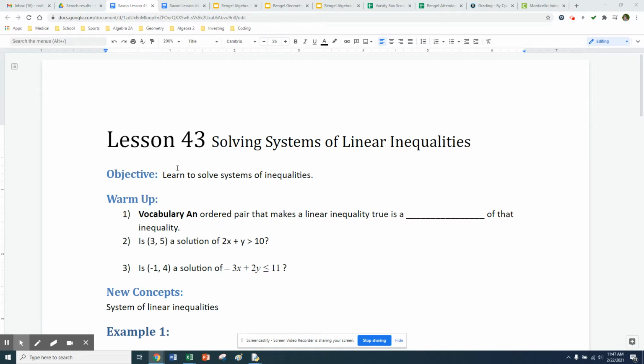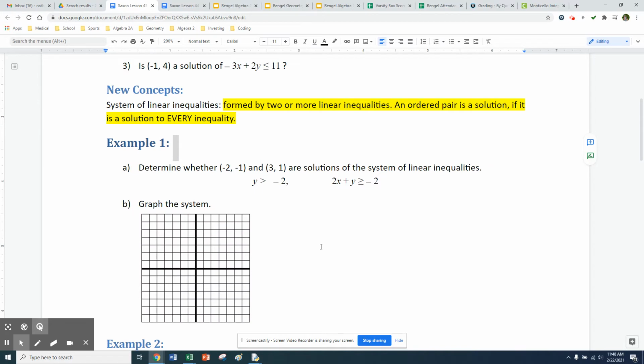Today, our only goal is to graph and solve systems of inequalities. A system of linear inequalities is formed by two or more linear inequalities. An ordered pair is a solution if it is a solution to every inequality in the system. Back in Lesson 36, we started to look at linear inequalities, and now we're going to start looking at what happens when we graph two linear inequalities.